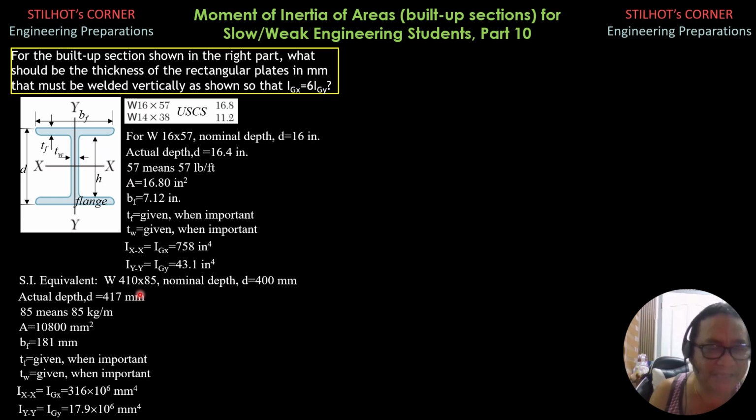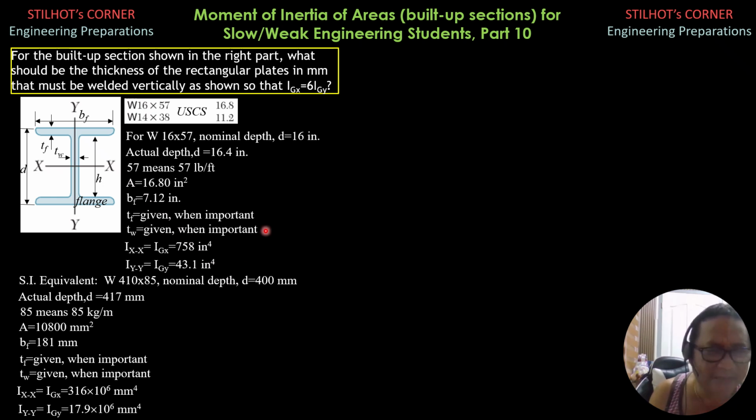Another way is 7.86 times 1,000, which is 7,860 kilogram per cubic meter, times cross-sectional area, which is 10,800 mm squared, divided by 1,000 squared. You will get about 85 kilogram per meter. So that's the other way.